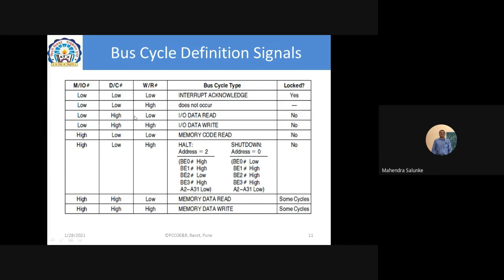Now, how the processor decides what control signal should be generated, and in what condition, is totally decided based on the instruction that is under execution.